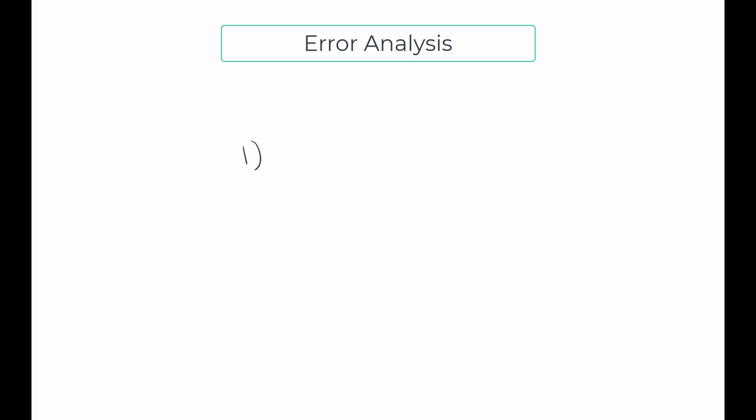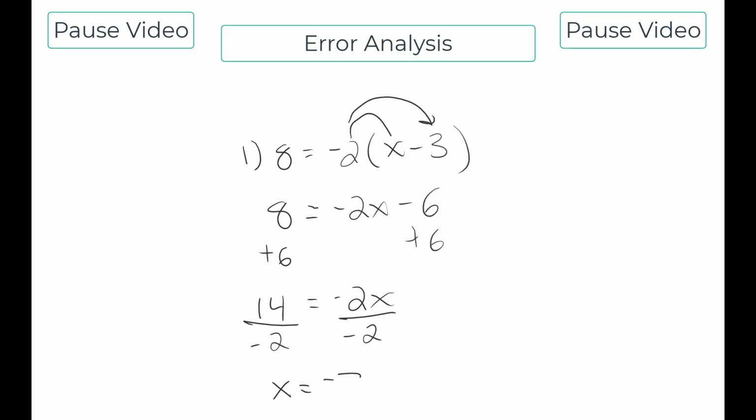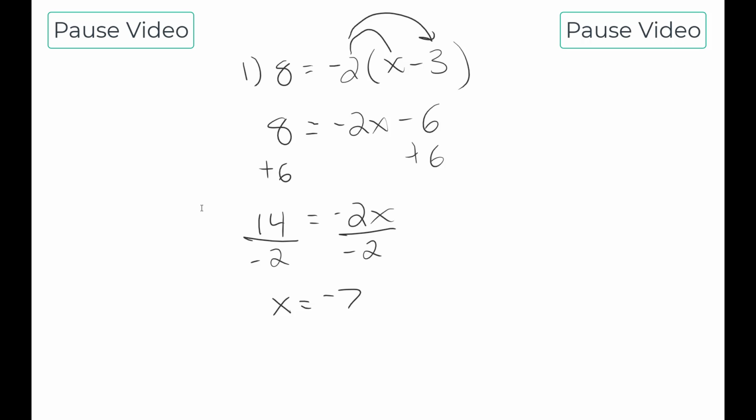For this problem, let's go ahead and look at 8 is equal to -2 times x minus 3. I'm going to start with distribution, and I'm going to multiply this -2 into our quantity x minus 3. And that's going to give us 8 is equal to -2x minus 6. I'm then going to add 6 to both sides, so I get 14 is equal to -2x, and then I'm going to finish the problem by dividing by -2. So for my solution, I get x is equal to -7. However, this is incorrect. Somewhere along the path, I have made an error. Can you spot where it is?